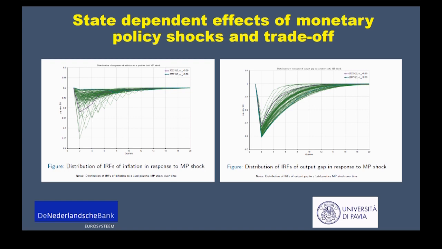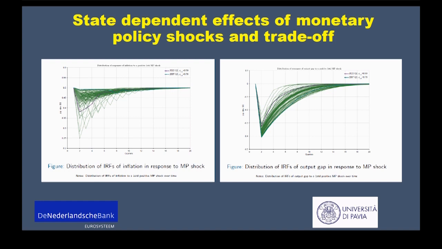So what are these impulse responses? These are impulse responses to a monetary policy shock, for inflation and for the output gap, at different points in time. Any quarter in our sample will give you a different impulse response function, because it's a nonlinear model. That completely depends on where you are in the data and what shocks are hitting the model. You can see here that this is 22 Q2, the highest inflation number that we have in the data. Inflation reacts a lot, while the output gap does not react.